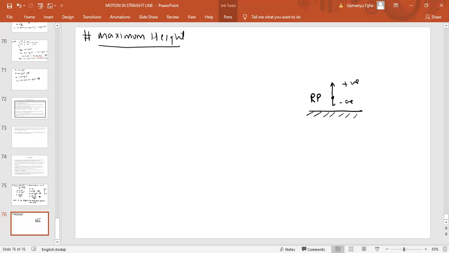See, one thing more. Whenever we are discussing motion under gravity, we assume that there is no air resistance. Air resistance is absent there. So only one acceleration will be there, that is g. We don't have any other resistance or any other acceleration. So the point where you're throwing the object is taken as the reference point. Above the reference point is positive, below is negative.